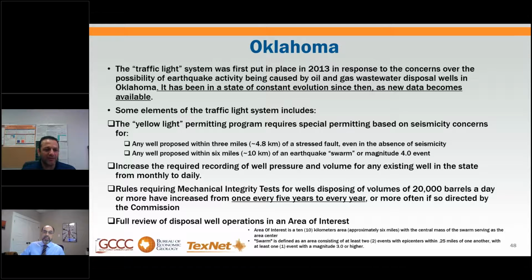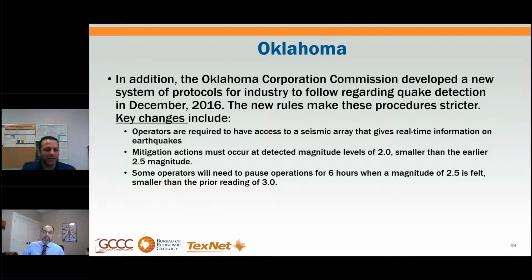They also have a new definition for the area of interest, and based on that definition, there has to be a full review of the disposal wells coming with the permitting applications. Another thing that I wanted to mention is that it didn't only impact the regulation, it also impacted the actions that operators have to take. They also have to follow the new rules regarding earthquake detection that have been in effect from December 2016.